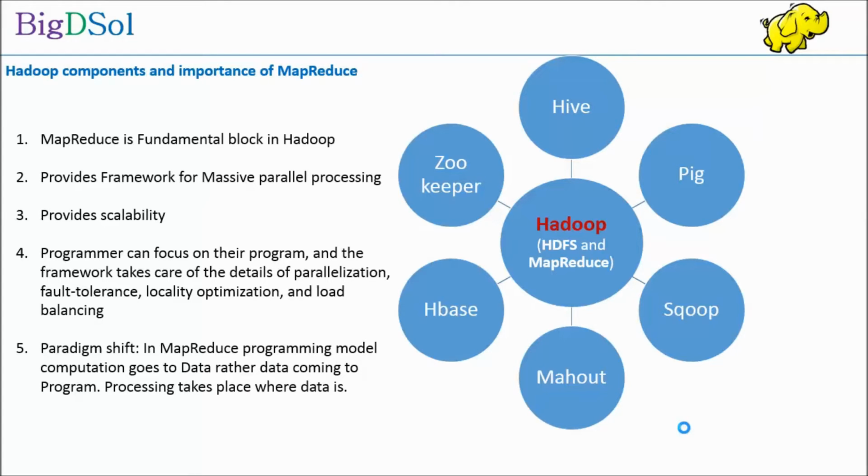MapReduce is also known as a paradigm shift. If you consider any RDBMS database function, data is passed to the function, the function does the calculation and returns the results. In the MapReduce programming model, computation goes to the data rather than data coming to the program. Processing takes place where the data is. This offers network load reduction and faster computation. Remember, we are talking about petabytes of data.